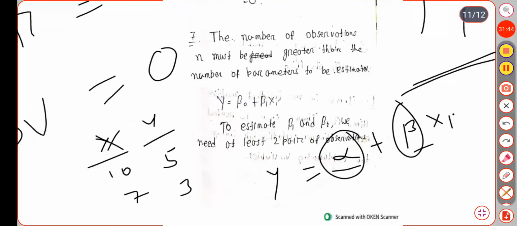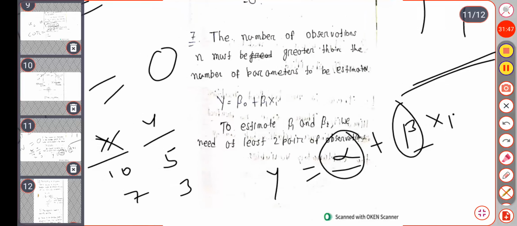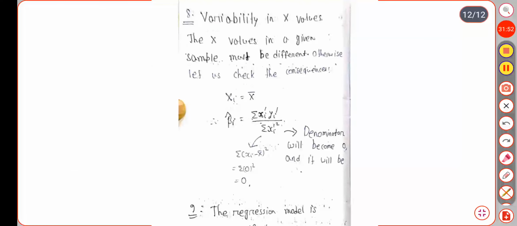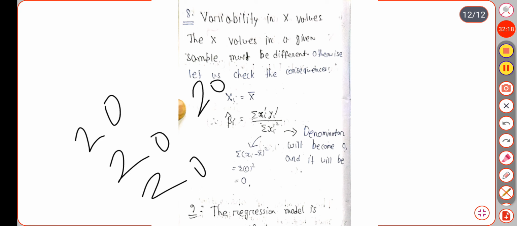Let me see if it is done. Yes, it is done. And we are going to the last page. This is the 8th assumption. It tells that x values in a sample must be different. Obviously x values were different in a sample, right? X values were never the same. Okay, if x values are the same, then what happens? The mean of x becomes equal to the x values, right? Suppose x values are the same: 20, 20, 20. You will calculate the mean, it will also be 20.